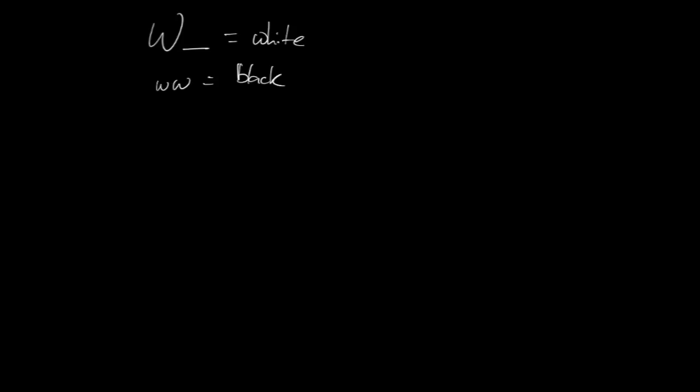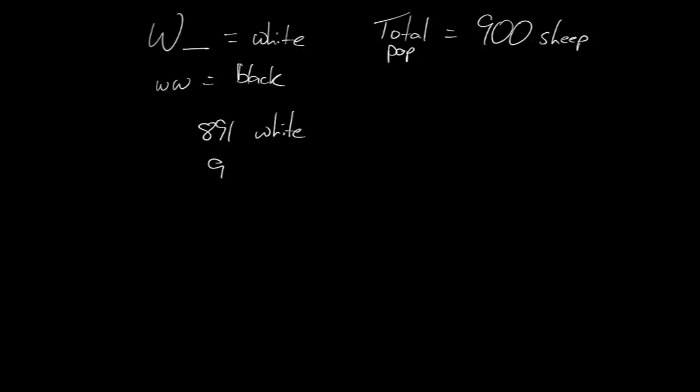Then they tell you that there are 900 sheep in this sample. So what does that tell you? That's our total population. That's going to be key. Remember, frequency is how many in that population divided by the total. Frequency is how many times does it happen in a population. Does that make sense? That's one mistake that's common, so let me write down what I'm going to write and I'll show you what I mean. 891 are white and 9 are black.